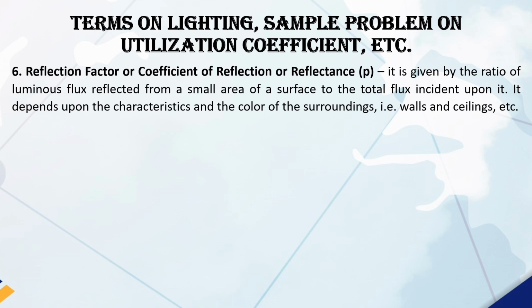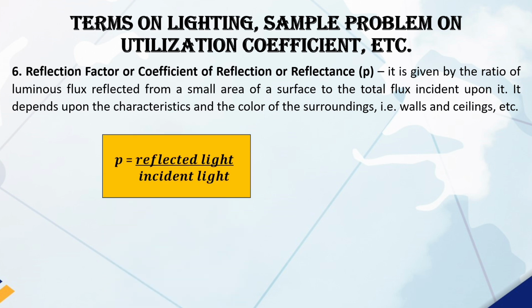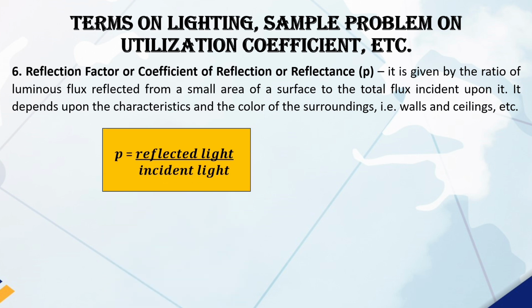It's calculated as the ratio of the reflected light to the incoming light. These factors vary based on the surface's properties, such as its color and texture, as well as the characteristics of the surrounding environment, like walls and ceilings. So this is the formula: P is equal to reflected light divided by incident light.